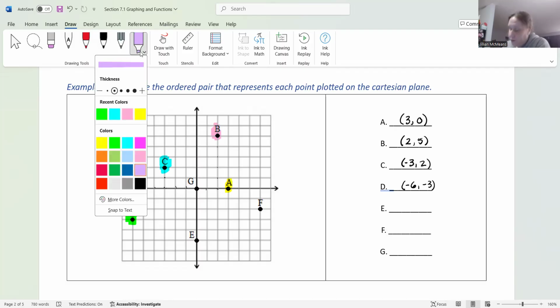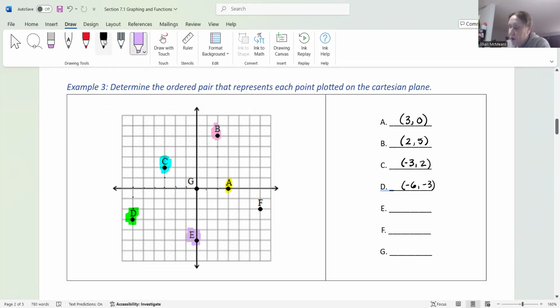Okay? Now let's see, A, B, C, D, we need E. So we're going to use purple for E. All right? So to get to point E from the origin, I would not go left, I would not go right. Okay, so that tells me my x coordinate is going to just be 0. I never go left or right, but I do go down. I would have to go down 1, 2, 3, 4, 5. So that would make my y coordinate negative 5.